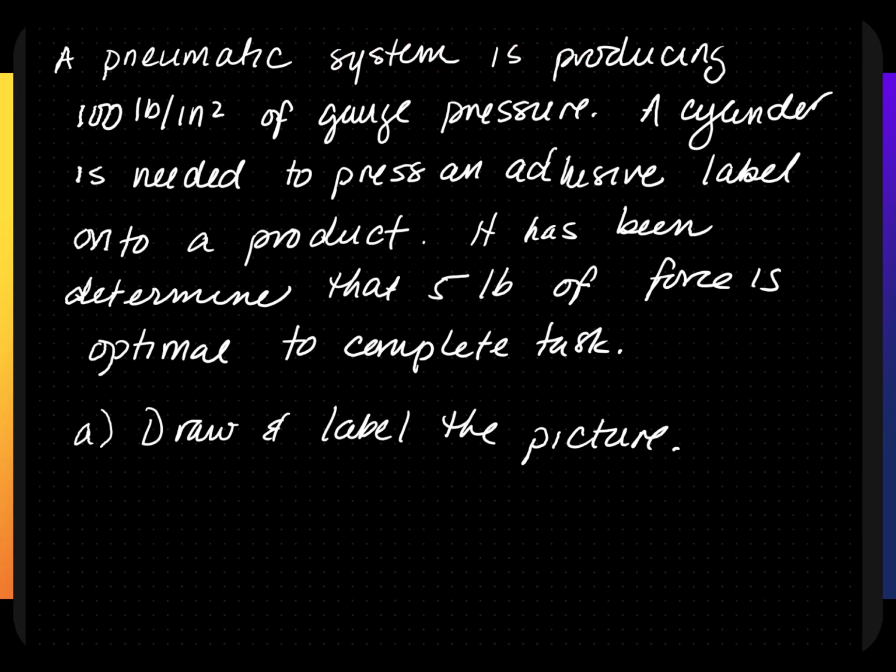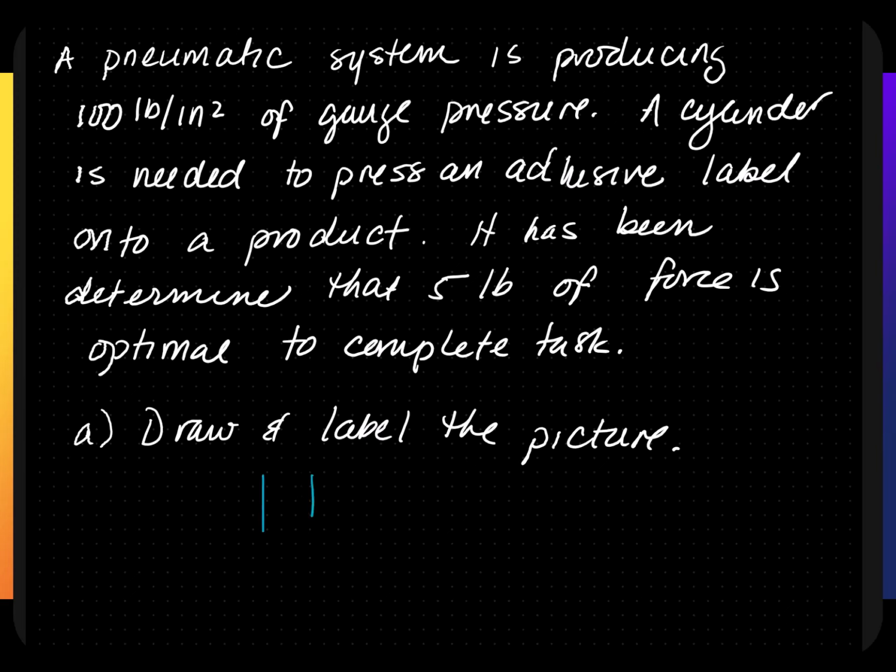Pause the video and try this problem on your own and then check your answer. We have a pneumatic system producing 100 pounds per square inch of gauge pressure. A cylinder is needed to press an adhesive label onto a product. It is determined that 5 pounds of force is optimal to complete the task. So draw and label the picture.